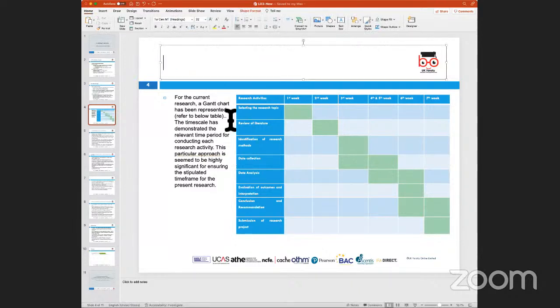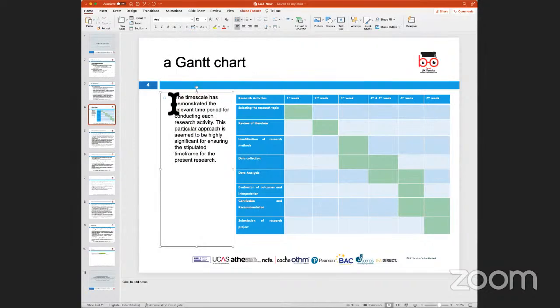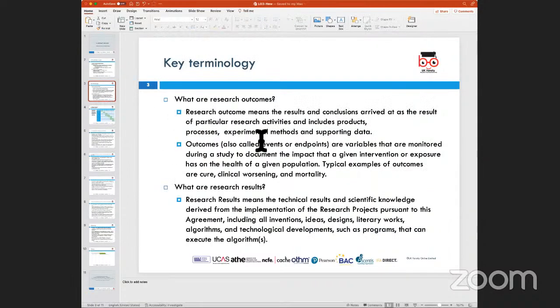Now, a Gantt chart primarily tends to be a time scale of your research project. So this is what I would suggest: when we talk about research outcomes and the conclusions that we're going to draw, the data that we're going to collect, analyze, interpret, and present, it is going to be related to covering what are called the research outcomes.